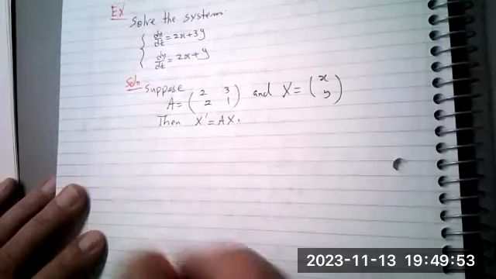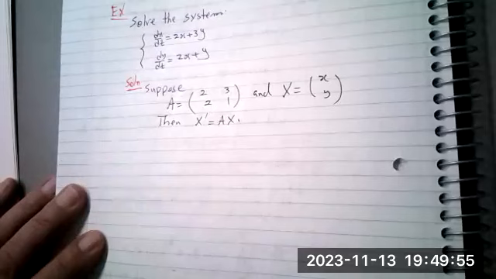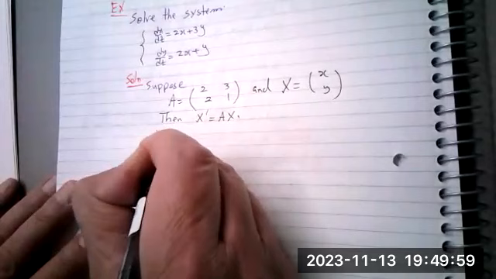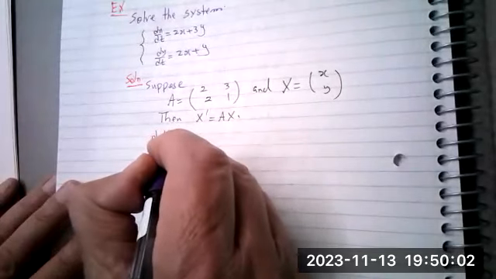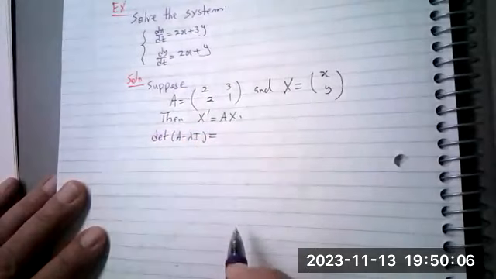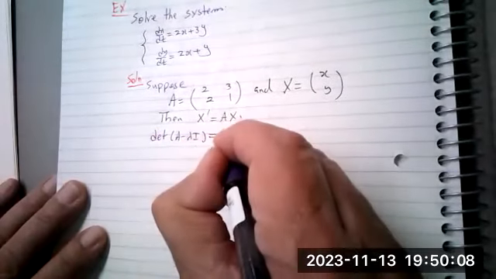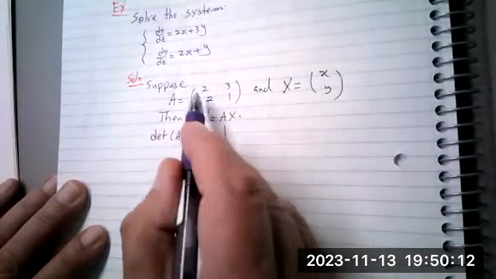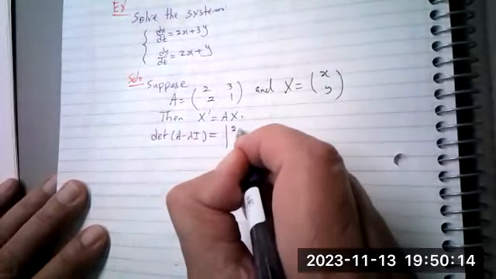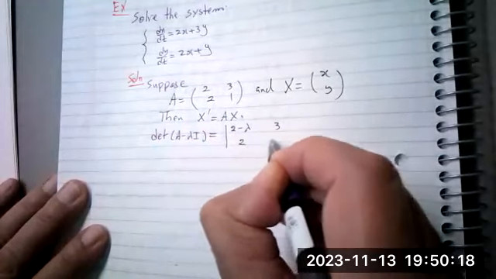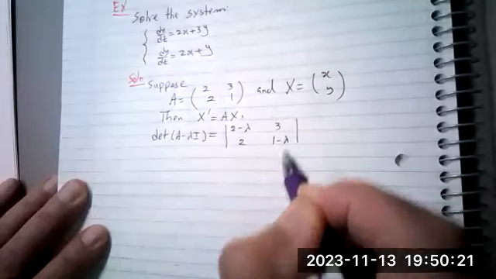So go for eigenvalues. We have to form the determinant of this matrix. The determinant of A minus lambda I is going to be equal to the determinant of this matrix. We take lambda out of the diagonal. It's going to be 2 minus lambda, 3, and 2, 1 minus lambda.